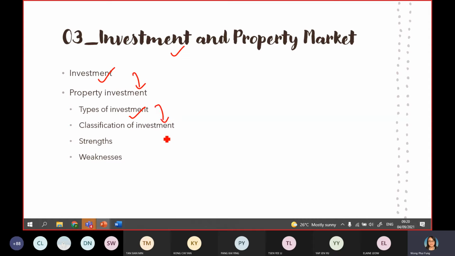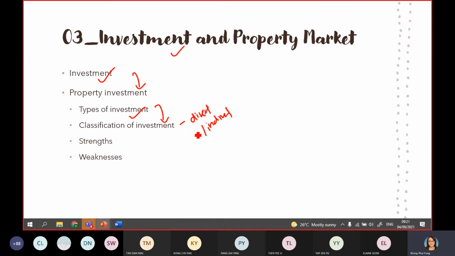Then for the classification of the investment, it can be divided into direct or indirect. All this is very important. You need to understand how to differentiate between direct and indirect. This is what I tested you on in your midterm question number 2. Basically, I can see that most of you understand the concept, but the problem is that you do not know how to express the answer in a good way.